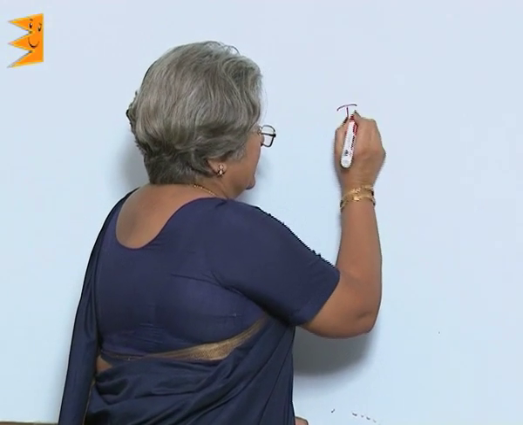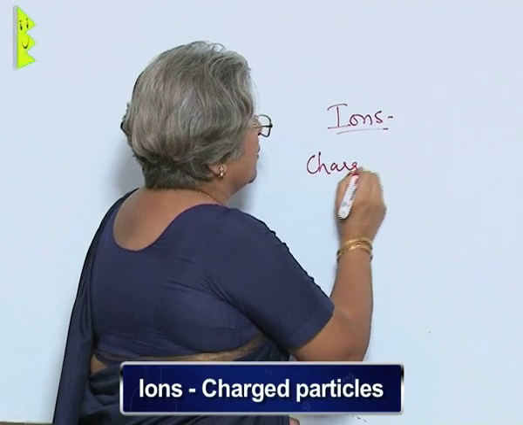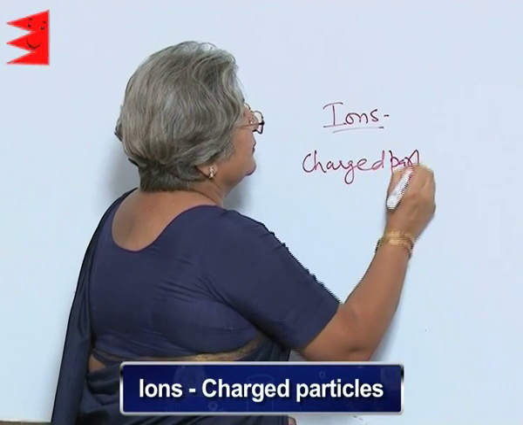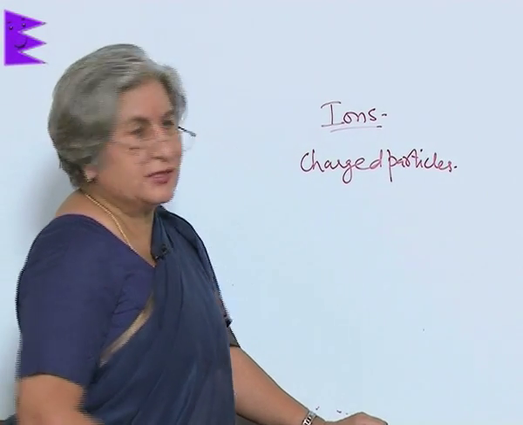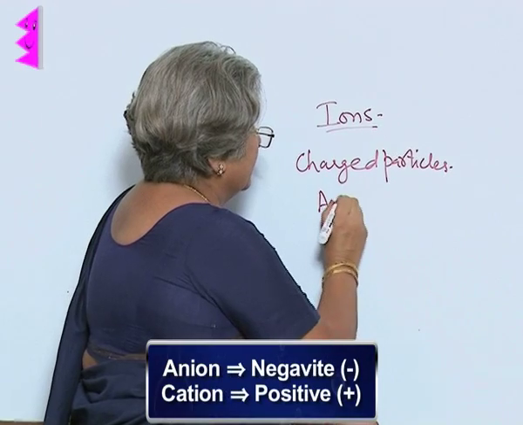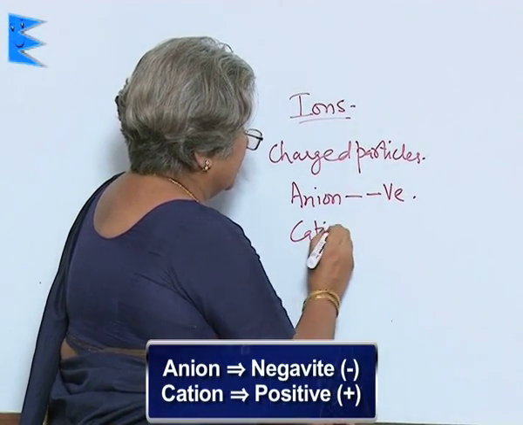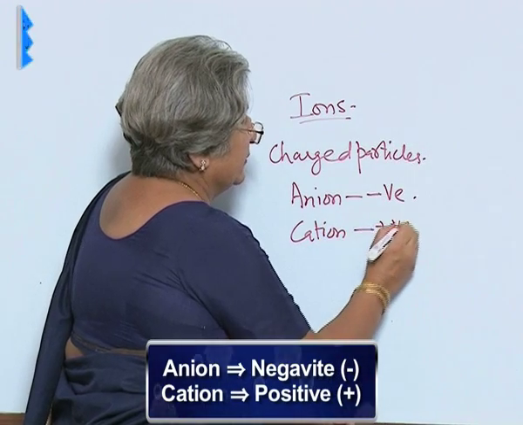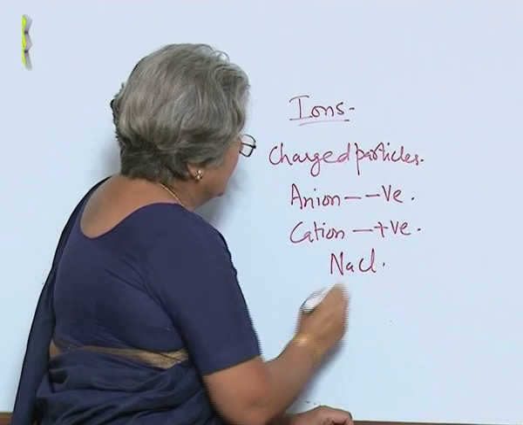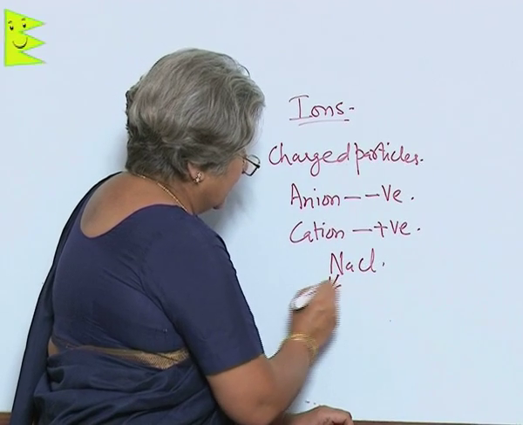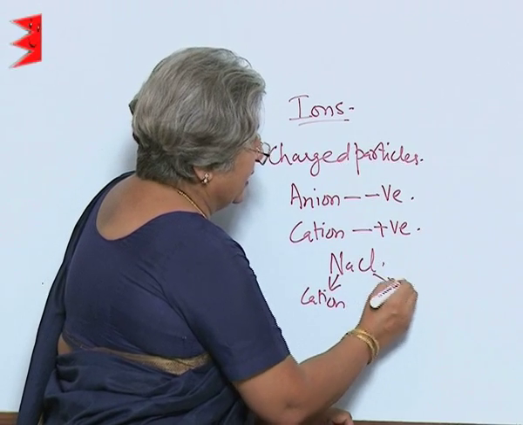Now, what are ions? The charged particles are called ions. They can be negative or positive. An anion is negative and a cation is positive. For example, in the case of sodium chloride, sodium is the cation and chlorine is the anion.